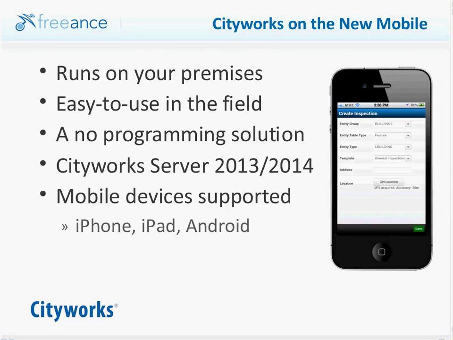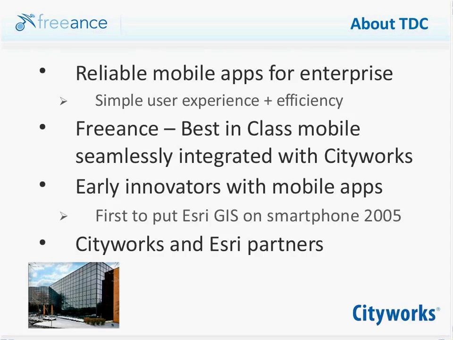I'll show you the admin side. 2013, 2014, 2015, either one. You got to have at least 2013 though. Just easy to use. That's what people tell us over and over again. We've been doing this for a long time. We started building this about 4 years ago when Cityworks asked us to put Cityworks on Blackberries.